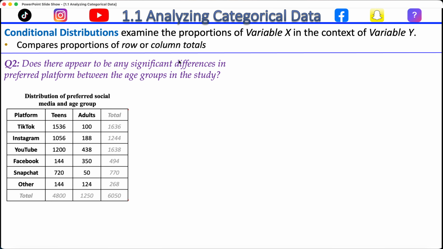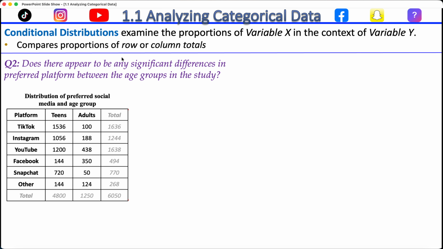Question 2, does there appear to be any significant differences in preferred platform between age groups in the study? All right, now we're talking teenagers versus adults. And to have a better idea here, we already noted it's hard because the number of adults is not even close to the same as the number of teens. It's almost like a 4-to-1 ratio, right? So what do we do about that?